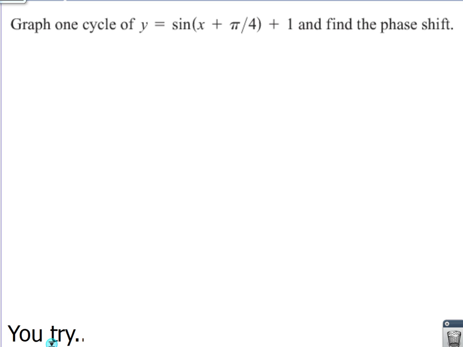You moved it up 1. That would change your range, and that would not change anything else. Your amplitude's still 1. You can see that right here. There's the number 1 out front, so your amplitude is still 1. Domain still negative to positive infinity. The range is now 0 to 2, right? Because it was shifted up 1. Period still the same as well.